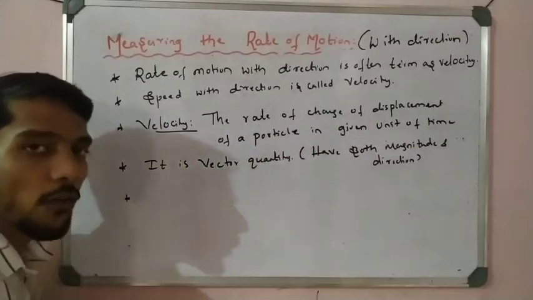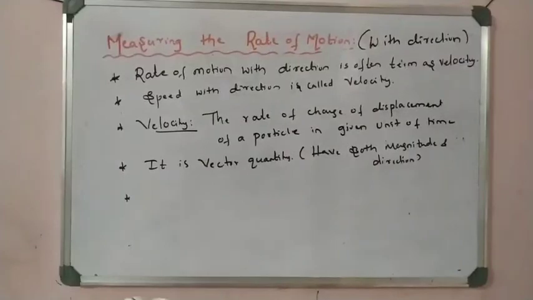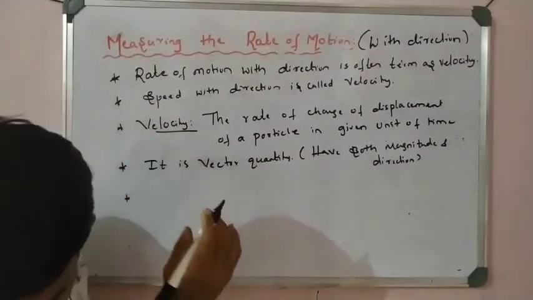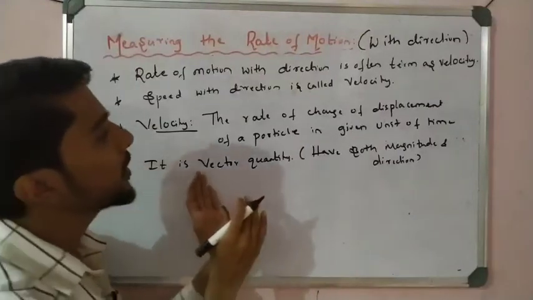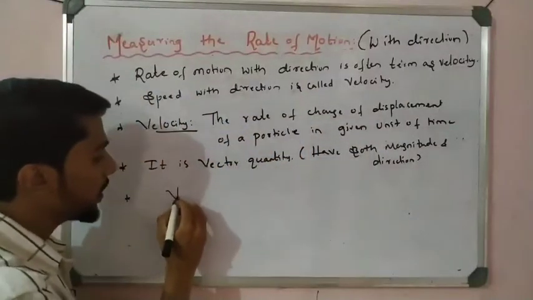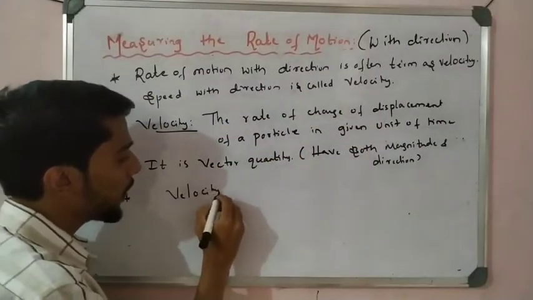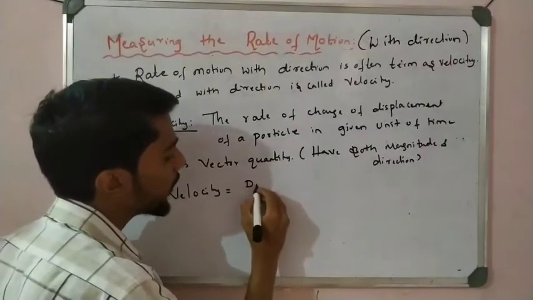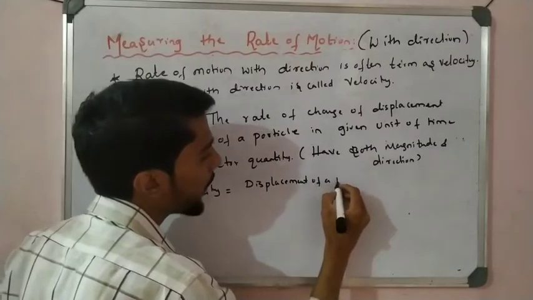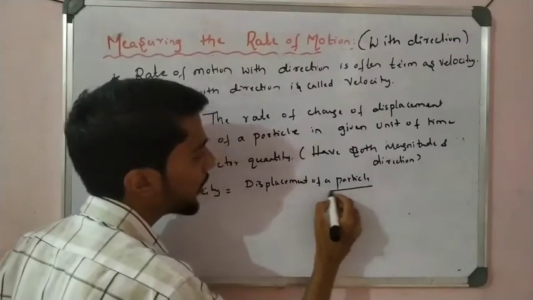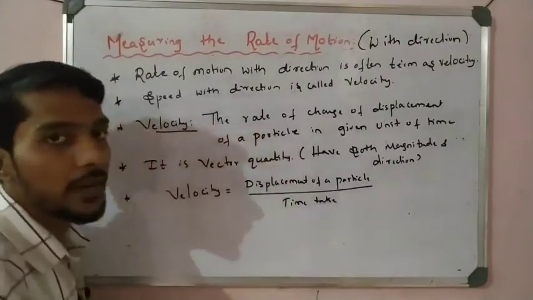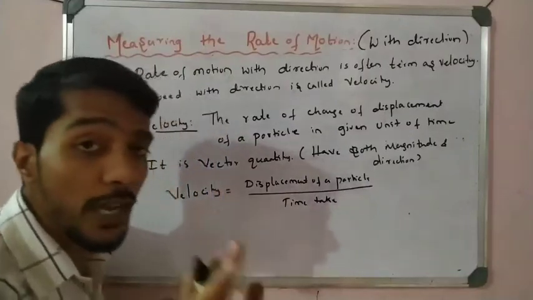Now let us check the formula to calculate velocity. Same as speed, which is distance divided by time, velocity uses displacement. So velocity is equal to displacement of a particle divided by time taken in seconds. This is the velocity, but mostly we calculate the average velocity.